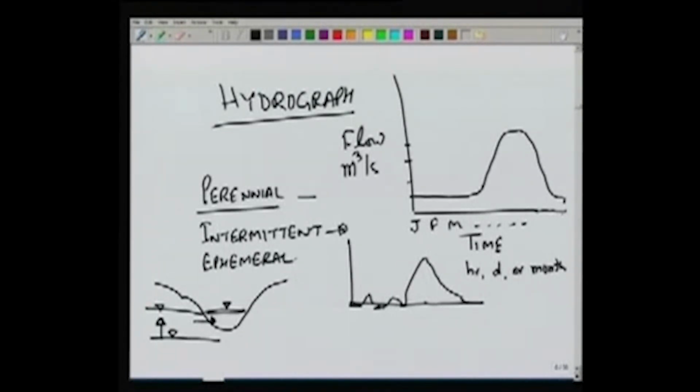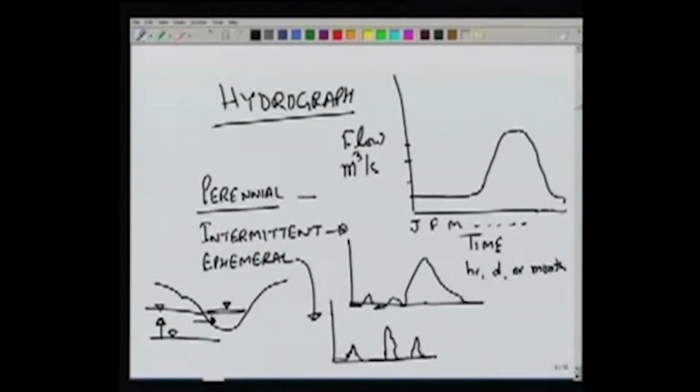Contrasting behavior is observed in ephemeral streams, in which there is almost zero flow in most part of the year, and only there will be some isolated flows in response to storms. So as and when there is rainfall, there will be some flow in the river, and when there is no rain, there will be no flow. So these kind of streams, the pattern of streams is important to know in order to design a storage or a flood control measure.